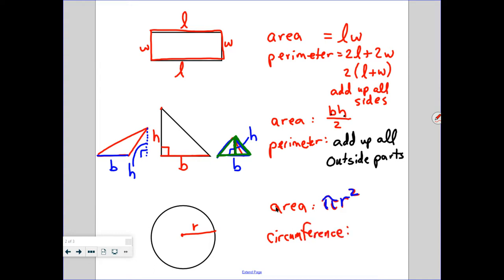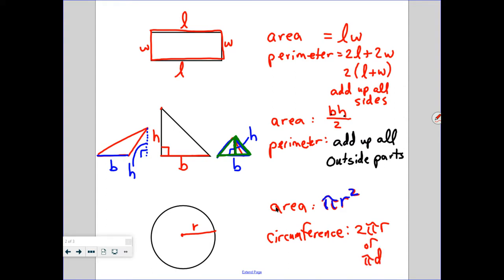Circumference. Now circumference is the perimeter, so if it says perimeter of a circle, you just find it the same way. It's the same as circumference. And here is the formula for a circle. It uses the exact same symbols as the area, just in a different order. It is 2 pi r, or you might also see pi times diameter.